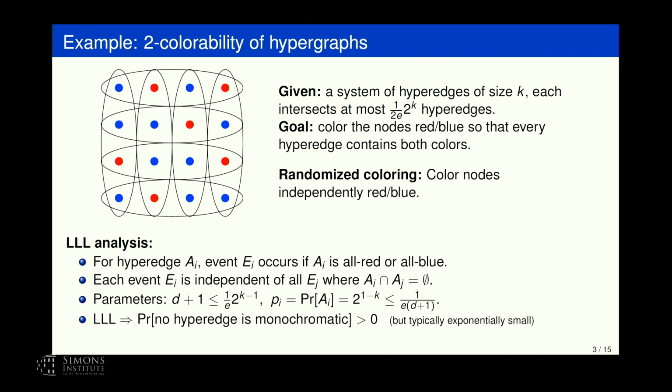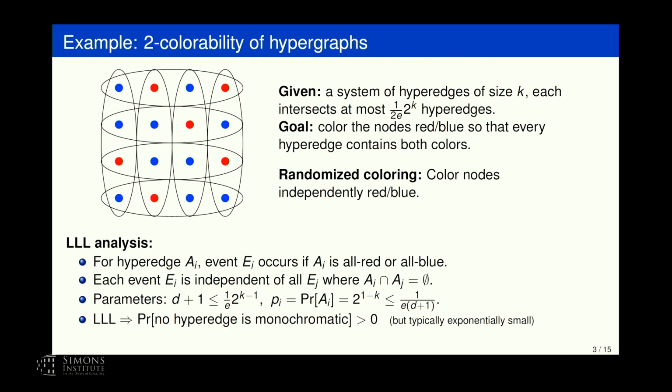Okay, so let's see how the LLL applies in this case. So we need to define some events that we'd like to avoid. The events will correspond to the hyperedges being badly colored. So we say that event E_i occurs if the hyperedge A_i is monochromatic, all red or all blue. And now we have a nice dependency structure on the events because of our assumption that each hyperedge intersects a small number of other hyperedges. So because of that, we obtain that every event E_i is independent of all events E_j where those two sets do not intersect, where they don't share a node.